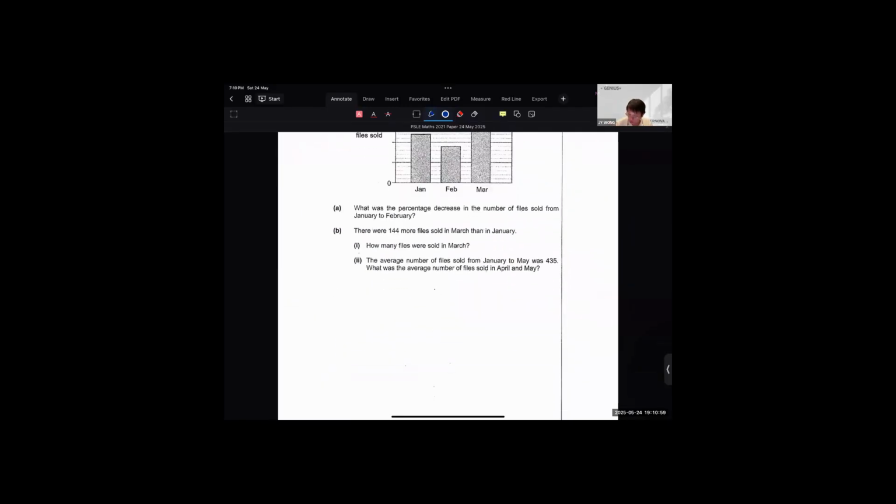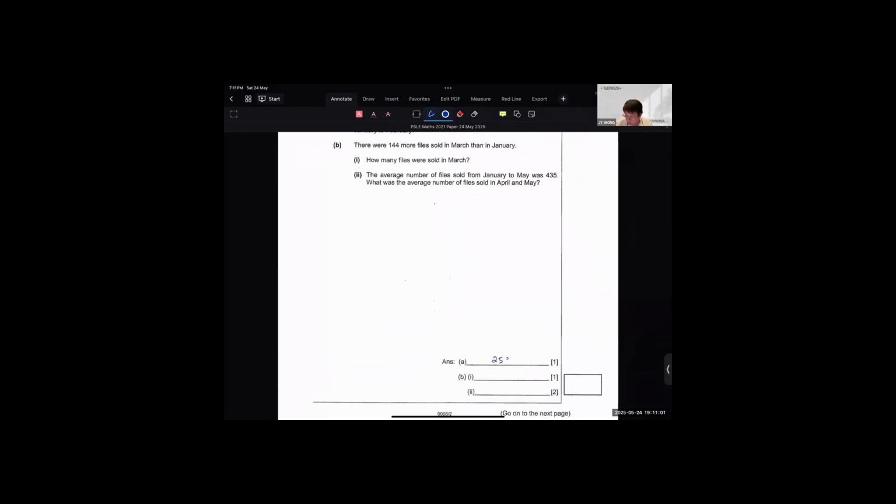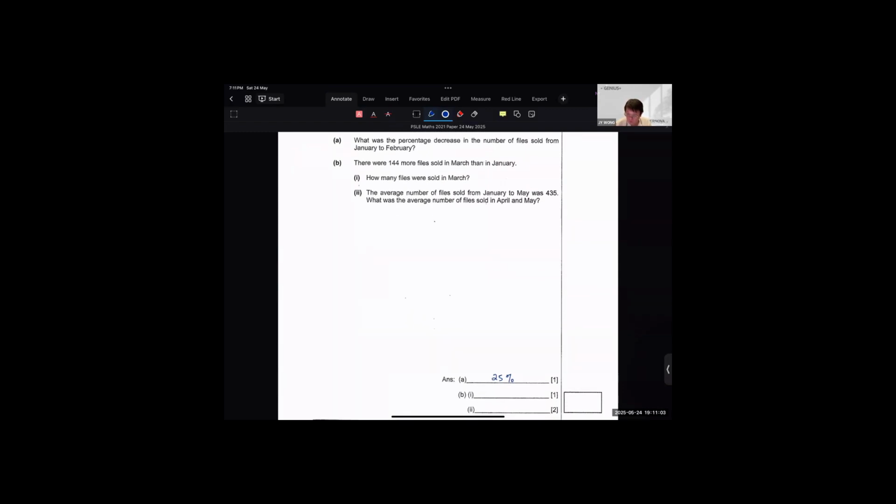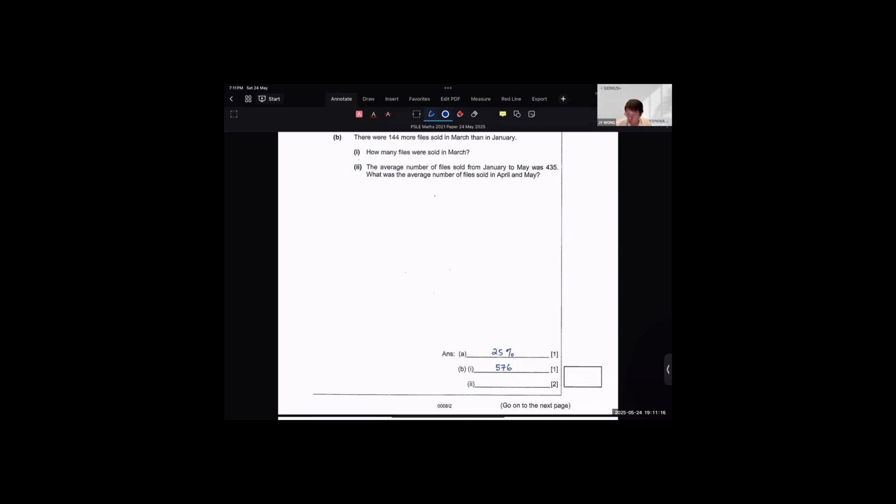So part A is 25%. Please remember your percentage sign. Part B is 576. And part C is 421.5.